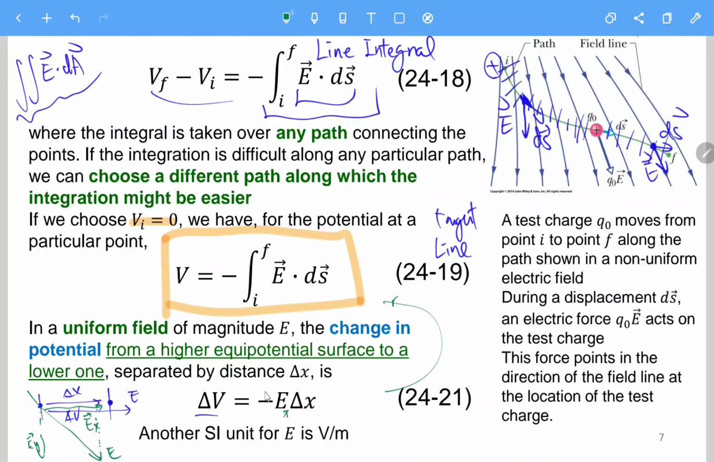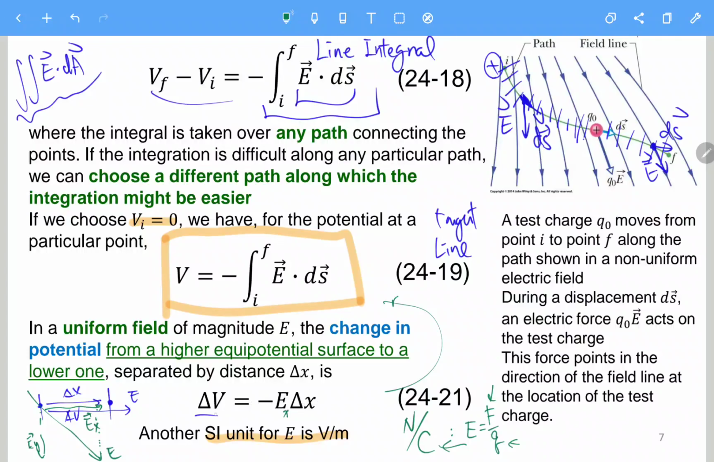Here we also mention another SI unit for the E field. In chapter 22, we already know that E has an SI unit of Newton per Coulomb, from E equals F over Q. The SI unit for F is Newton and the SI unit for Q is C. So E should have an SI unit of Newton per Coulomb.